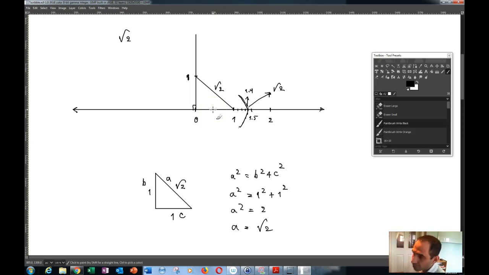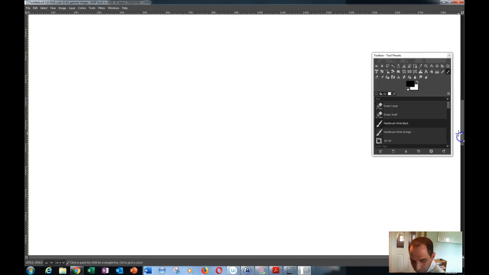The important thing is that you know that one way of representing these numbers is by the distances that they occupy on the number line. Okay, so that's basically that.